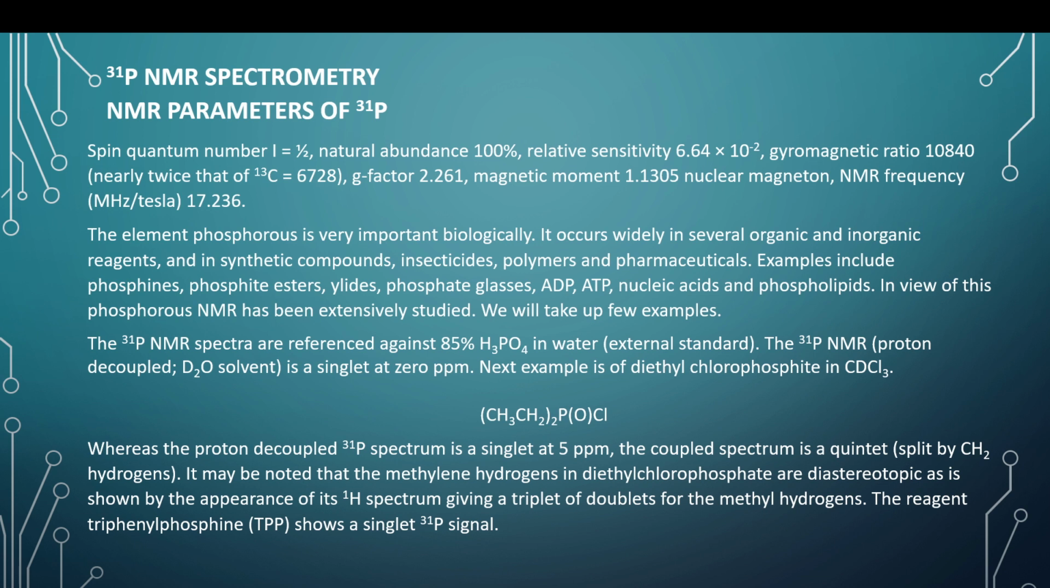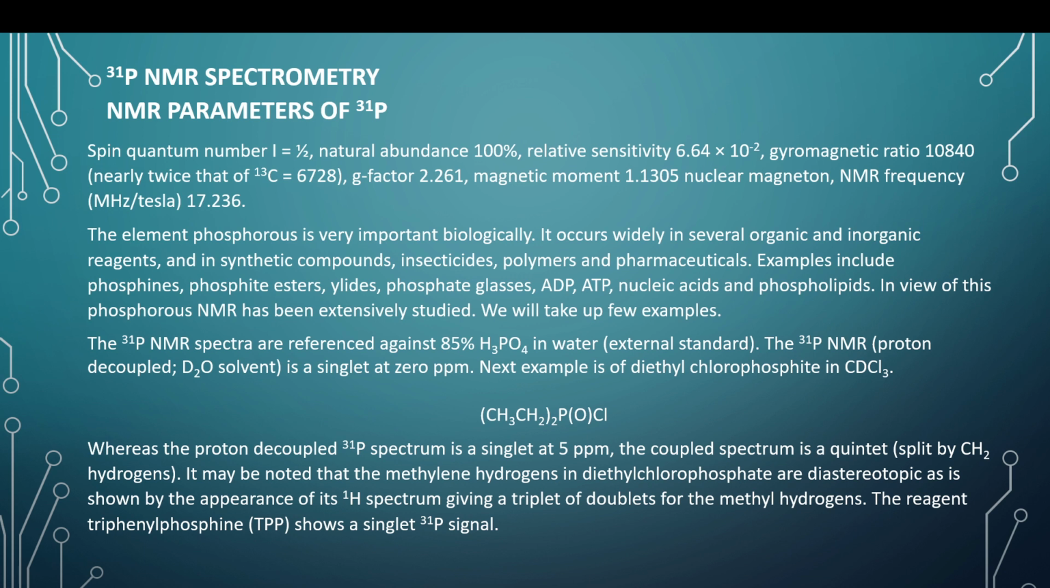The element phosphorus is very important biologically. It occurs widely in several organic and inorganic reagents and in synthetic compounds, insecticides, polymers, pharmaceuticals, medical diagnostic reagents. Examples include phosphines, phosphite esters, ylides, phosphate glasses, adenosine diphosphate, adenosine triphosphate, nucleic acids, phospholipids, etc. In view of this, phosphorus NMR has been extensively studied. We shall take a few examples.